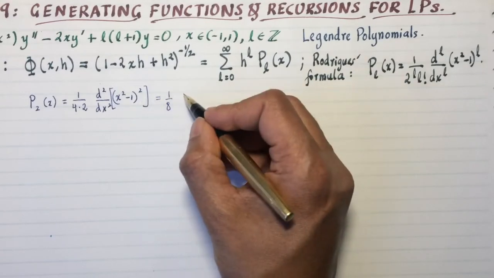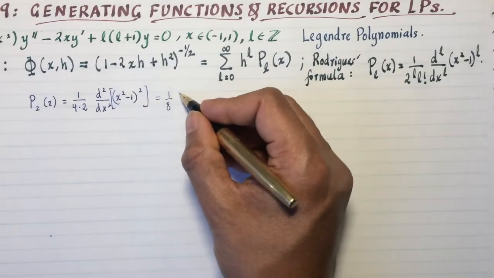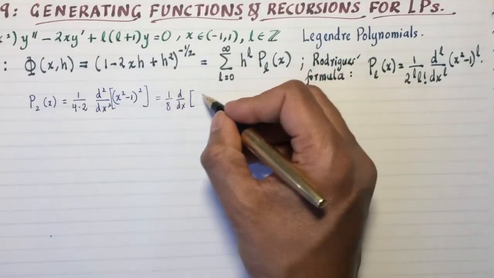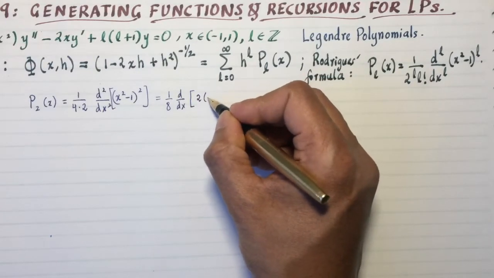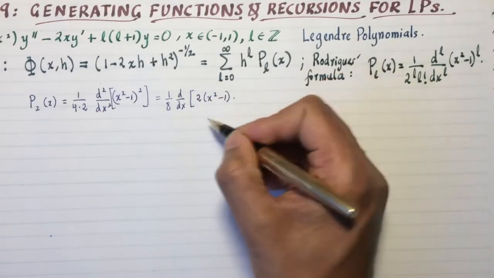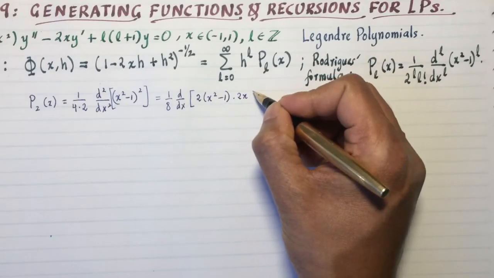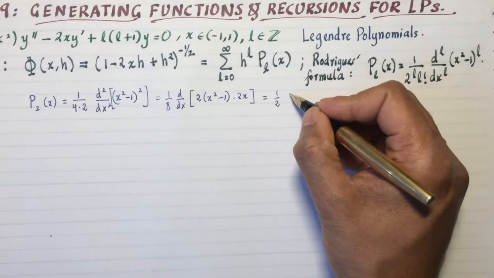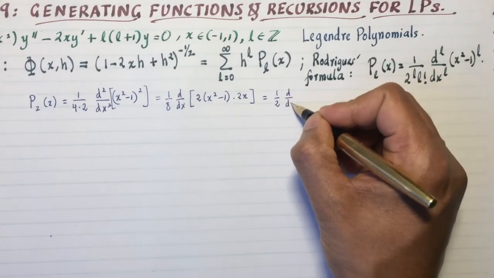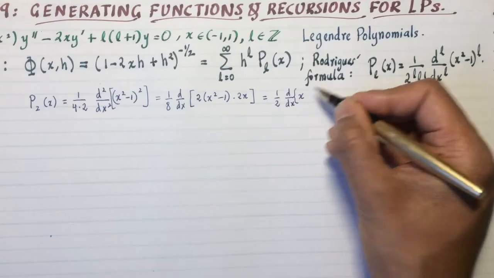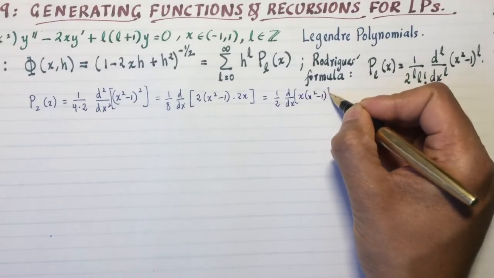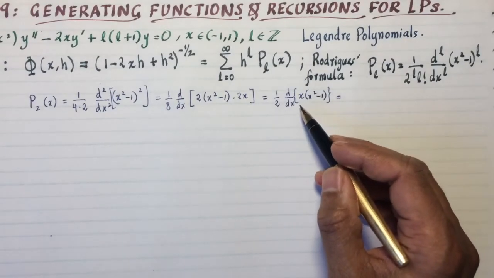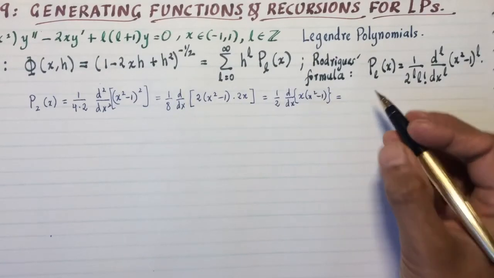But this is easy enough that we can do it. Let's first do a d by dx of it. So d by dx of that is going to be 2 times (x squared minus 1), and then you go and differentiate the inside function. That's going to be 2x. So the 2 and 2 is 4, which will cancel the 1 over 8 outside. So I get 1/2 d by dx of x times (x squared minus 1). So you see a little bit of what's going on here. The polynomial is getting whittled down in degree each time the d by dx acts on it.